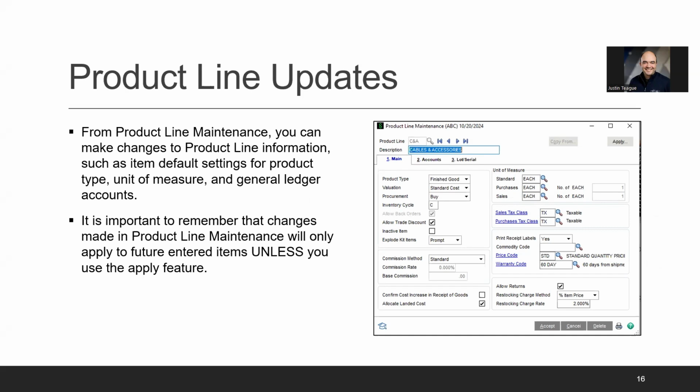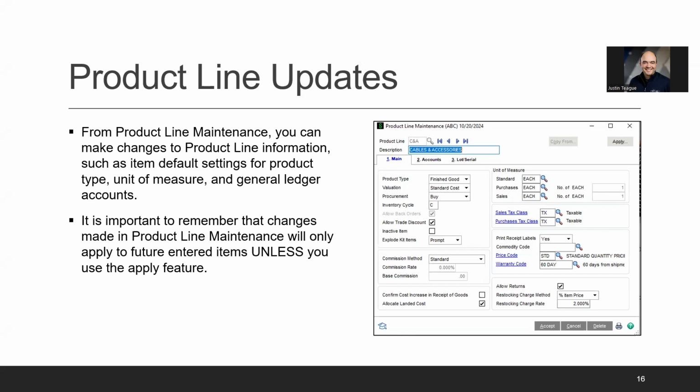An important maintenance task for making changes to items on a wide scale is product line maintenance. You can make changes to the product line's default information, and then you can apply those changes to items within the product line. As you see here, things like the valuation, procurement, any of a number of options, and also the accounts that the product line posts to by default.